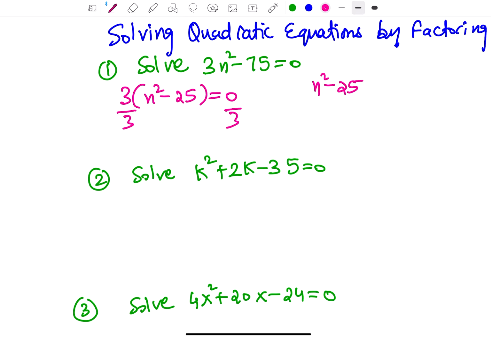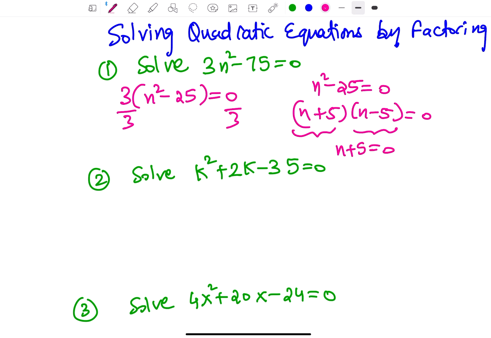n squared minus 25 equal to 0, which is factorable, a difference of two squares: n plus 5 times n minus 5. And that leaves us with n equals -5 and +5. Because we can solve each of these individually, we can set each of these equal to 0 by using the zero product property. If the product of two terms is 0, one of them must be 0. So either n is +5 or -5. These are the two values of n that make the left hand side equal to 0, which makes the left and right hand side equal.